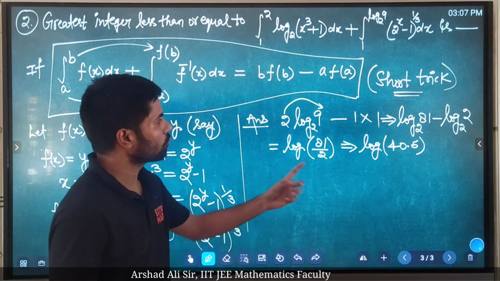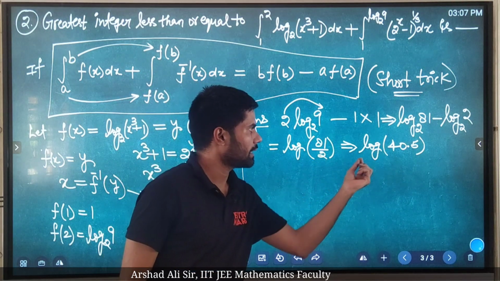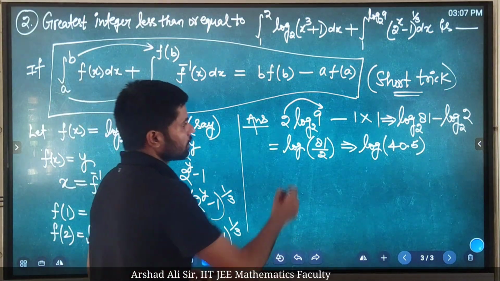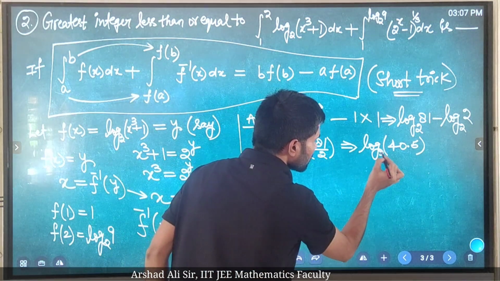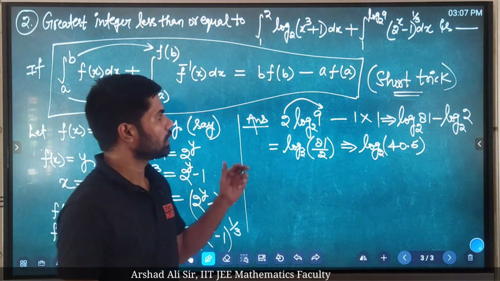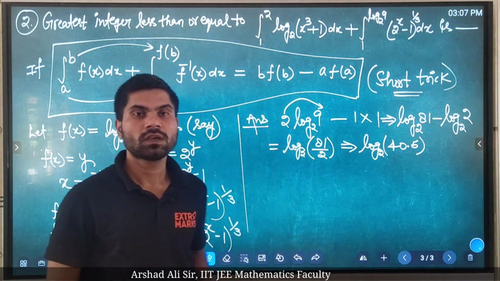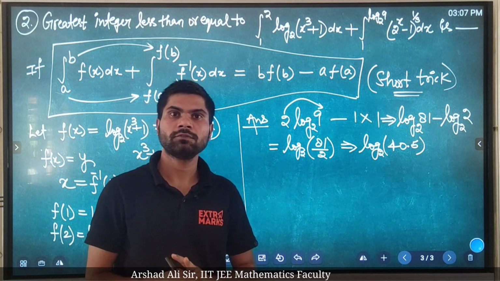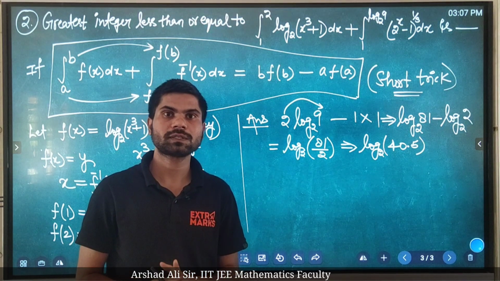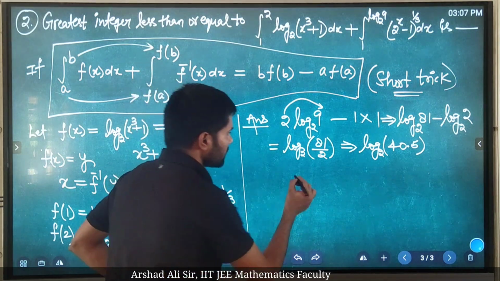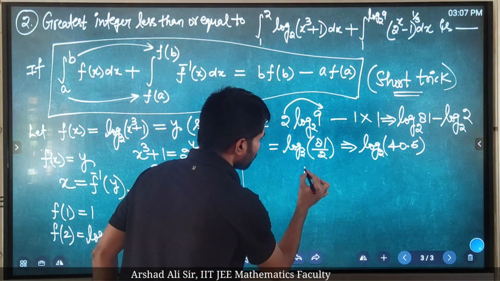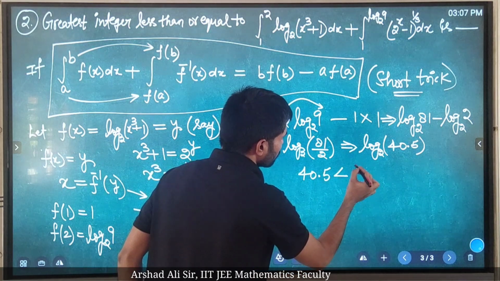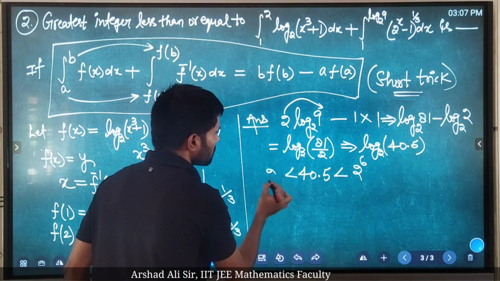But the problem is we have to find the value of this expression in terms of a number. So tell me, what is the base? The base is 2, right? So we have to find the value of this logarithm at base 2. We think like this: 2 to the power 5 will be 32, right? 2 to the power 6 will be 64. So here we can consider that 40.5 is less than 2 to the power 6 and greater than 2 to the power 5.